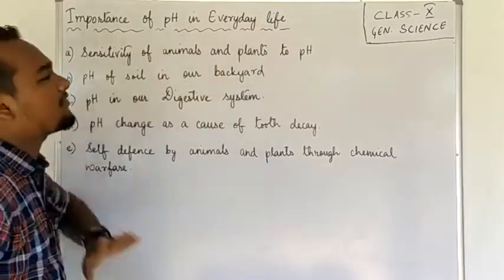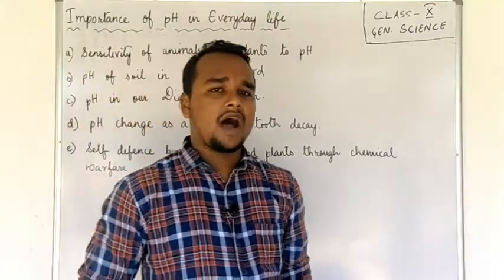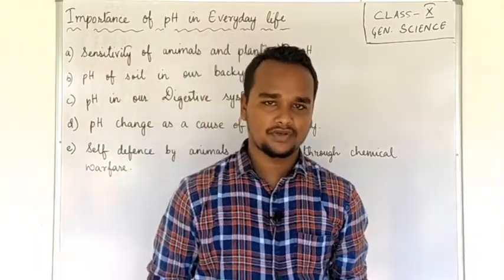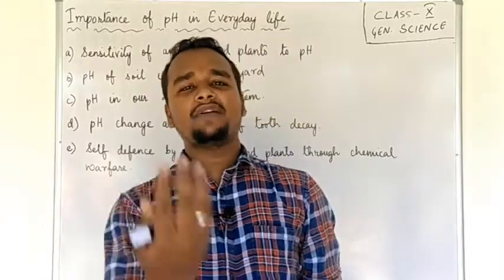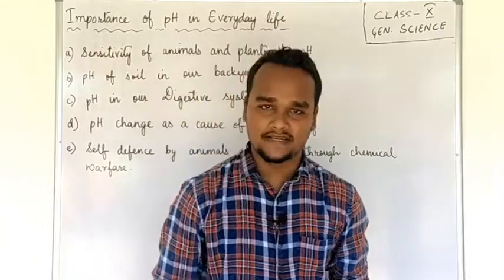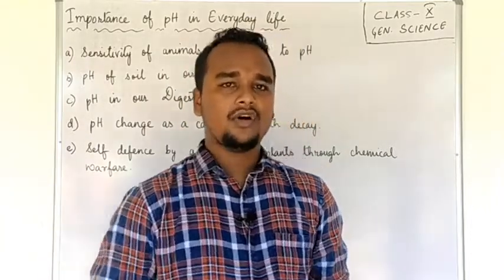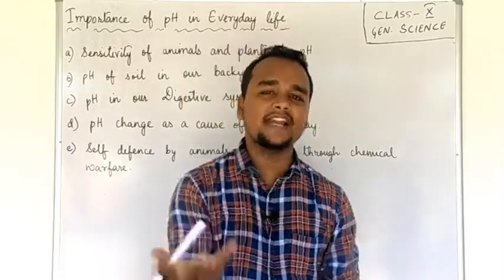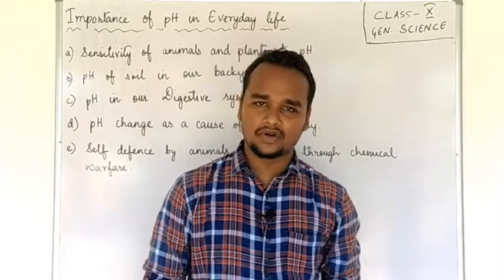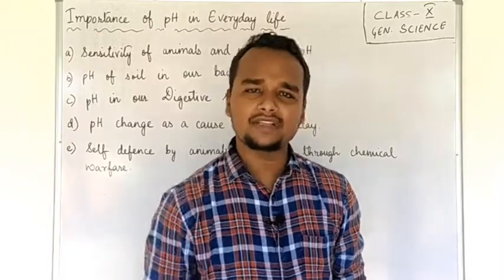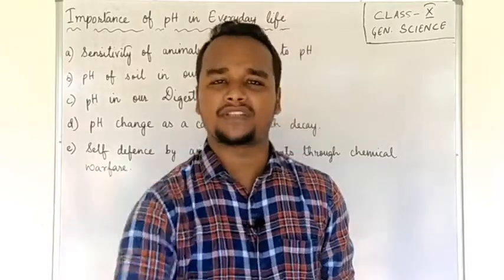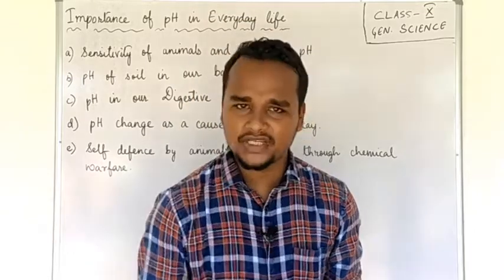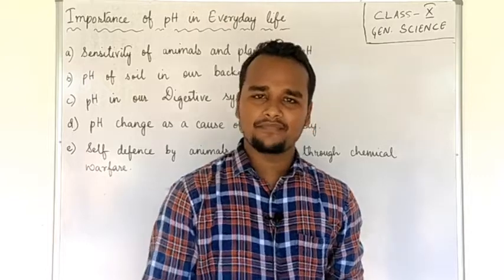First one, sensitivity of animals and plants to pH. How sensitive are the plants and animals towards pH? Remember that each and every plant and animal is pH sensitive. Even our body works under a normal pH range. If there is a slight pH change, our body is going to tolerate it. Similarly, other animals also show the same kind of sensitivity towards pH. Within a slight pH change, each and every organism can bear it.